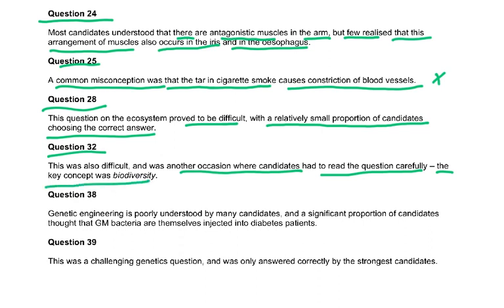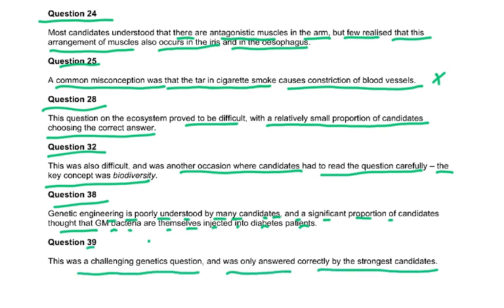The key concept was biodiversity. Question 38. Genetic engineering is poorly understood by many candidates, and a significant proportion of candidates thought that GM bacteria are themselves injected into the diabetes patient. That was wrong. Question 39. This was a challenging genetics question and was only answered correctly by the strongest candidates. So this was the question which was going to decide your grade, because it was only possible for the children who had a good concept of biology.